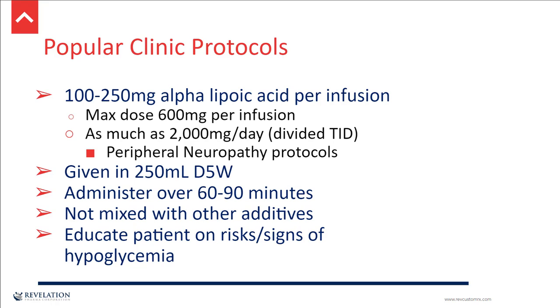But notably, there are protocols in the literature more specifically for peripheral neuropathy that go as high as 2,000 milligrams per day. But even in those cases, it's divided up 3 times per day and still not going above that max dose of 600 milligrams. But even the 100 to 250 milligram, or pretty commonly, I'll see 400 milligram doses given per infusion, can still have a very positive impact on peripheral neuropathy, especially in combination with improved diet and exercise and things like that, which improve weight control and blood sugar control.